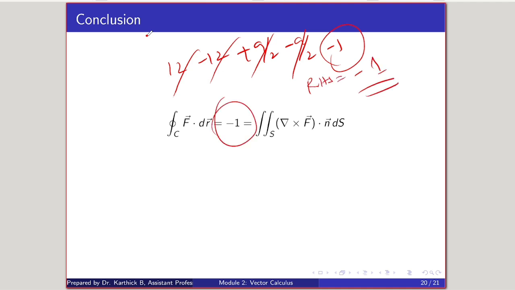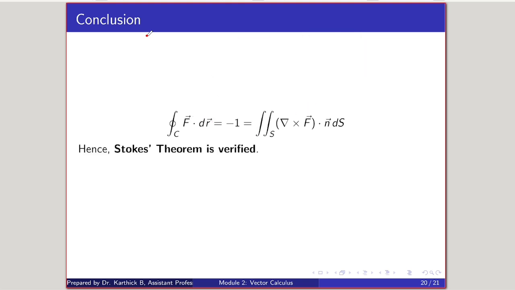So already we proved that the LHS part is also minus 1, and now I'm getting the RHS part is also minus 1. So LHS and RHS are equal. So hence the Stokes theorem is verified.